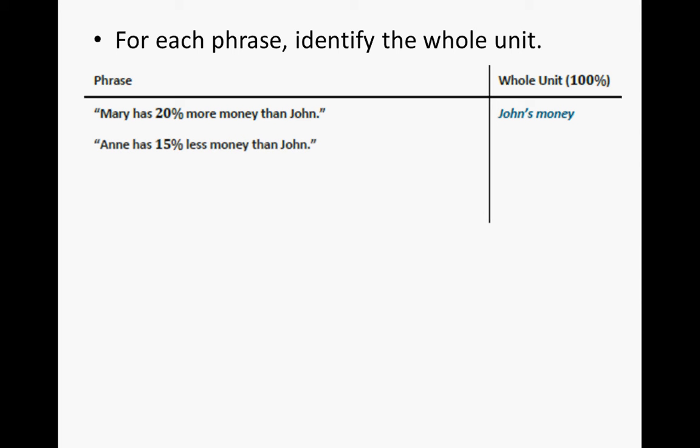Anne has 15% less money than John. Again, what is the whole unit? What is representing 100%? And that would be John's money again. What percent more money does Anne have than Bill? So in this phrase, what is the whole unit? Well, it would be Bill's money, because we're comparing Anne to Bill.